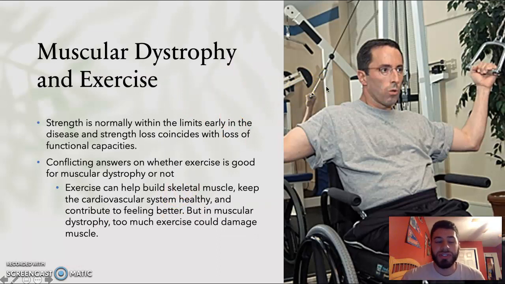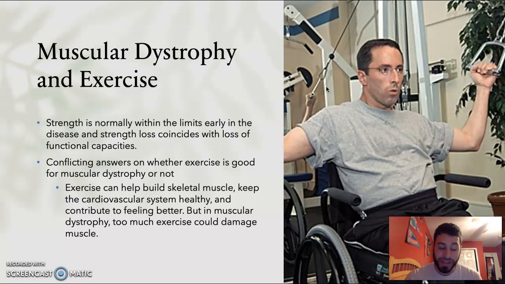Okay, so muscular dystrophy and exercise. Strength is normally within the limits early in the disease, and strength loss coincides with loss of functional capacities. During my research, there were conflicting answers on whether exercise is good for muscular dystrophy or not. However, exercise can help build skeletal muscle, keep the cardiovascular system healthy, and contribute to general health and feeling better.